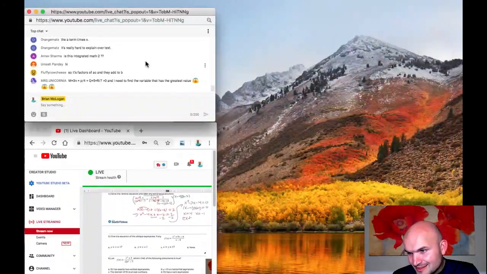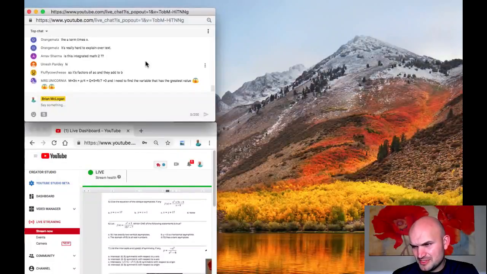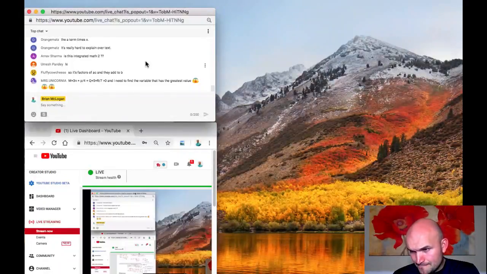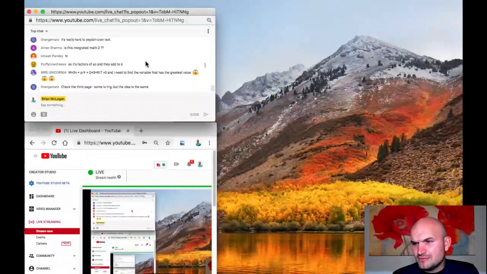Miss Unicornia says m equals 3n equals p over 4 equals q plus 5 over 7. I need to find the variable that has the greatest value. I am not really sure. That kind of seems a lot greater than 0. I guess I'd need a little more context. I'm not really seeing how I can address the question based on what you have. So sorry about that. Check the third page. Some is trig, but the idea is the same.